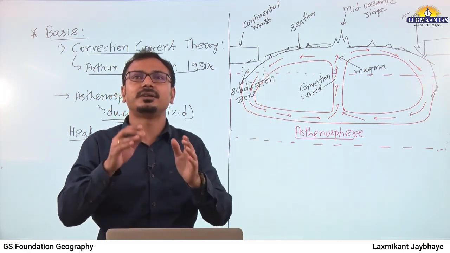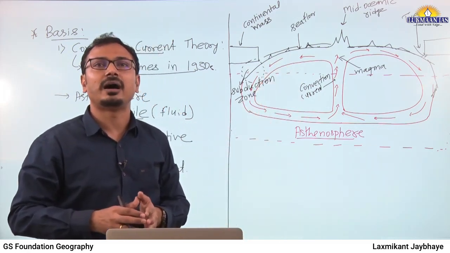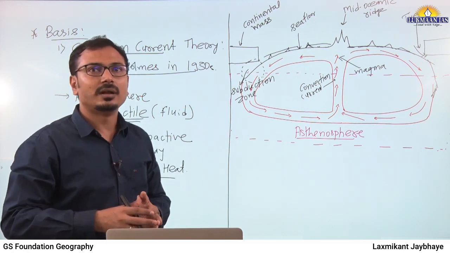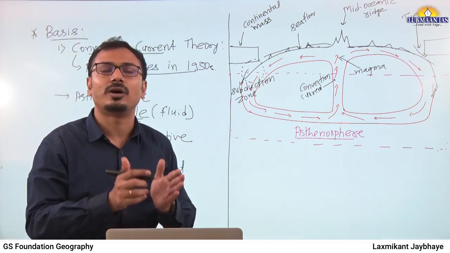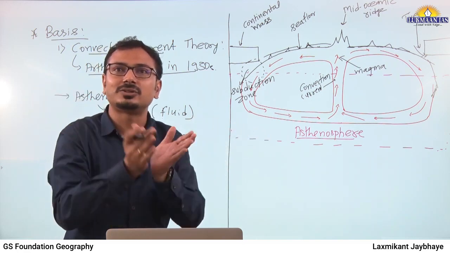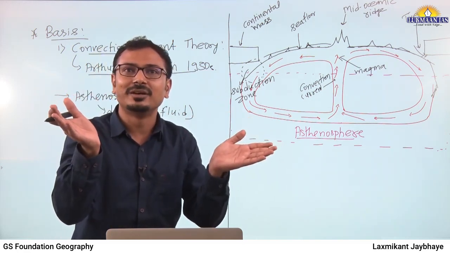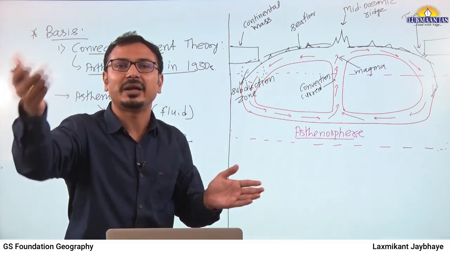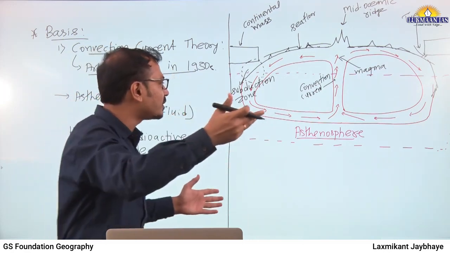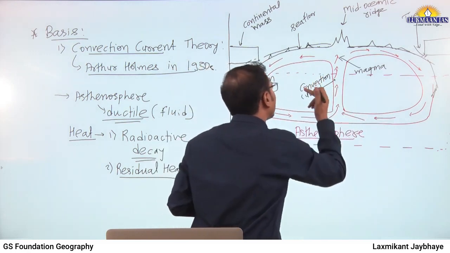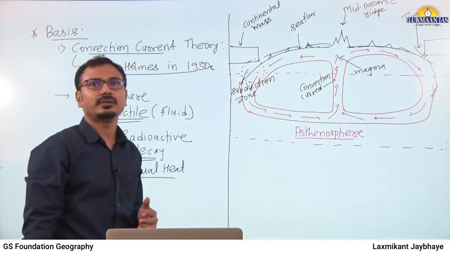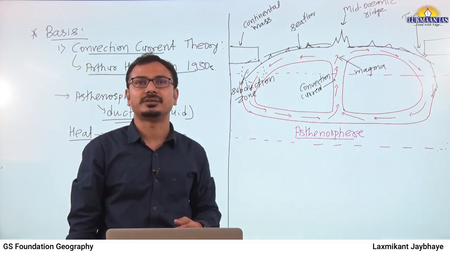Okay, this is how the convection current theory was proposed by Arthur Holmes. Now you can see the ideal force which is responsible for the movement of the continents or lithospheric slabs, which was further proposed in plate tectonic theory. This force is provided by the magma that is flowing in convection currents.